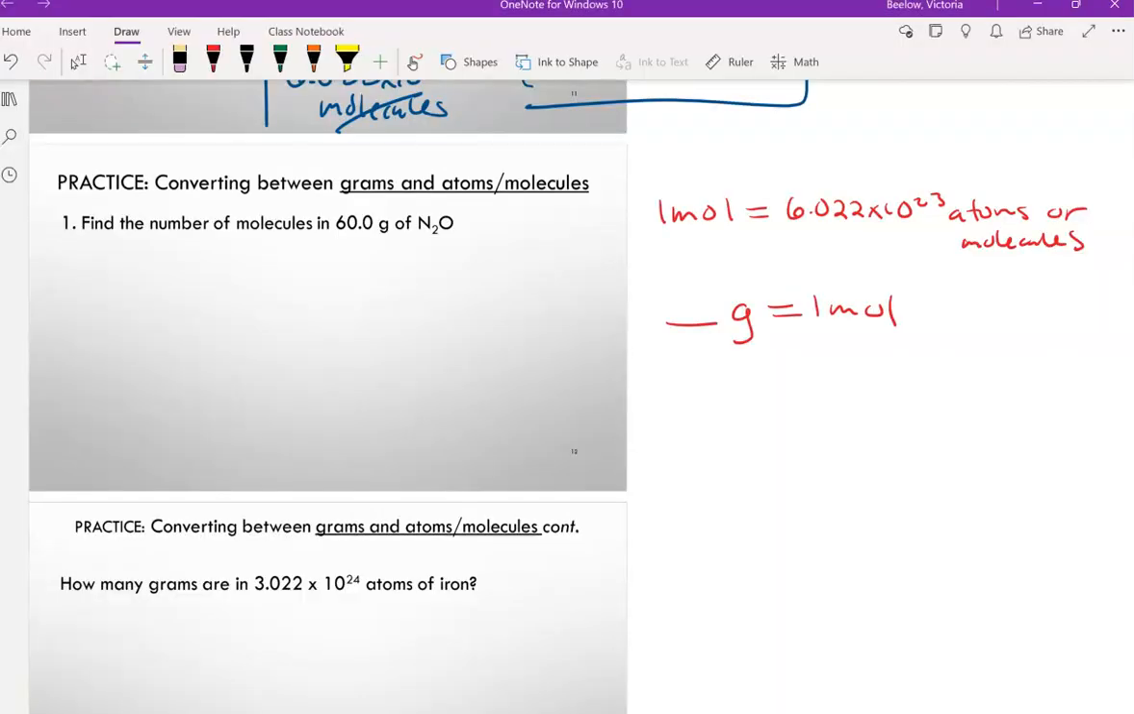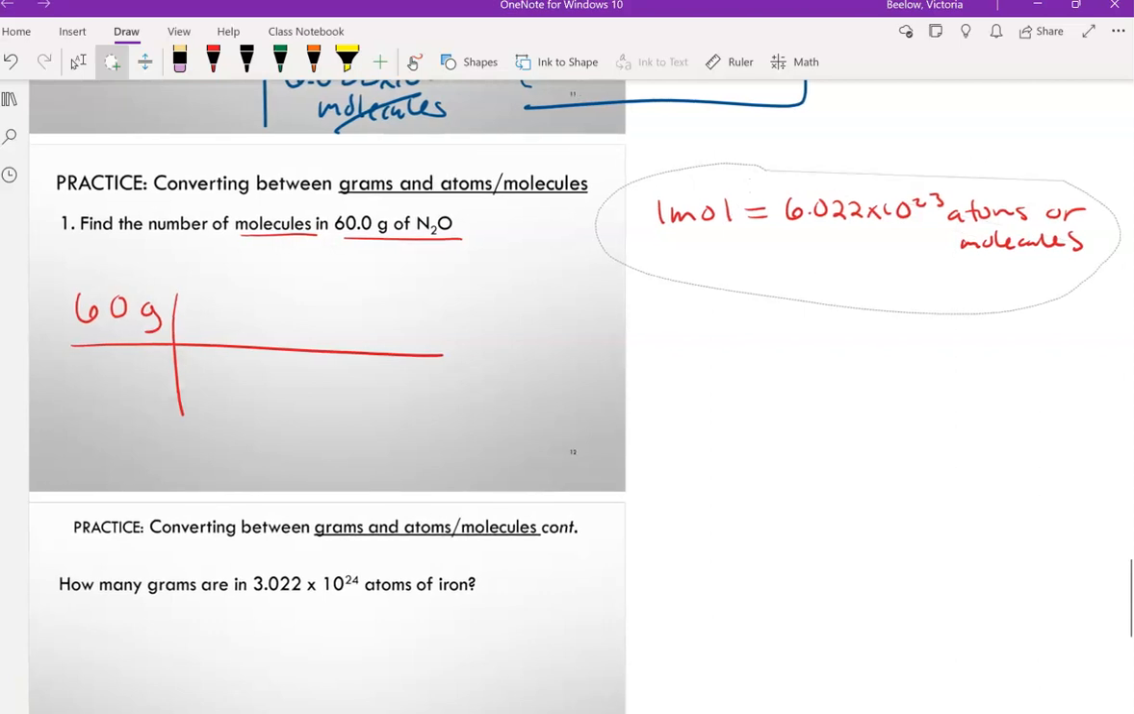So in this problem here, it says find the number of molecules in 60 grams of N2O. So that's dinitrogen monoxide. So you of course will start your picket fence with whatever's given to you in the problem. In this case, 60 grams. Now in this problem, I'm seeing molecules and I'm seeing grams. So that means I'm going to have to use both of these now instead of just using one or the other. So to begin, I'm going to leave this here, Avogadro's number. This is on the back of your periodic table.